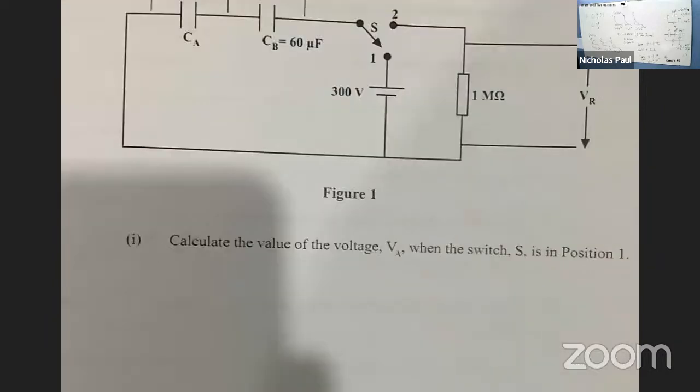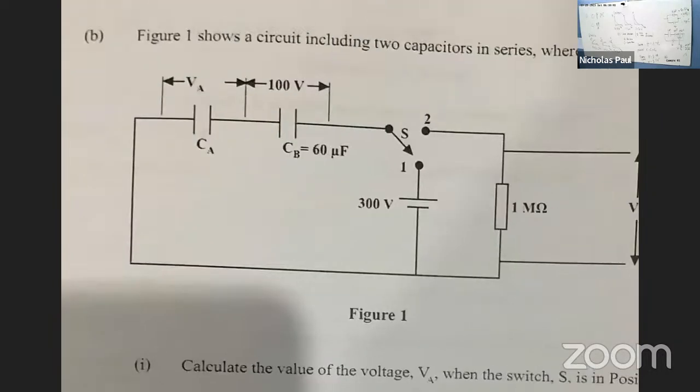Use your answer in B part 1 to find the capacitance of A. Right, here is 200. Find the capacitance of A. Really easy. A little more working on the last one. Find the capacitance of A. Right, I'll give you a small hint.